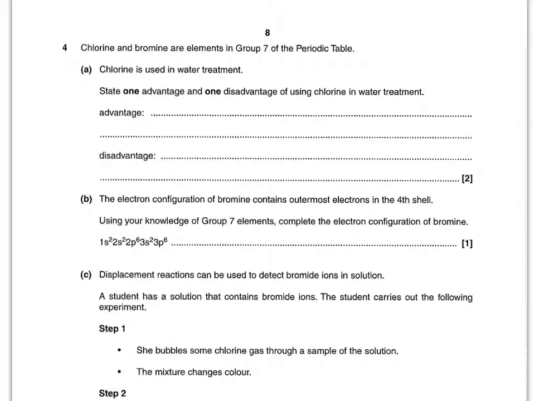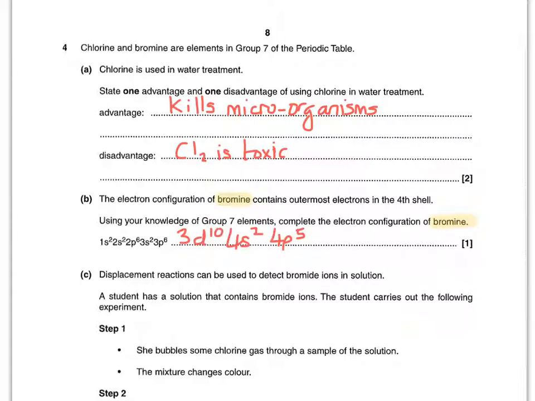So looking at the question, it asks you to state one advantage and one disadvantage of using chlorine in water treatment. So in order to keep things simple, here's how I'd suggest going about this. So the advantage is that it kills microorganisms, and the disadvantage is that it's toxic. So the next part should be fairly straightforward because we looked at that a little bit earlier. So not forgetting, of course, that they're now asking us about bromine, not chlorine.